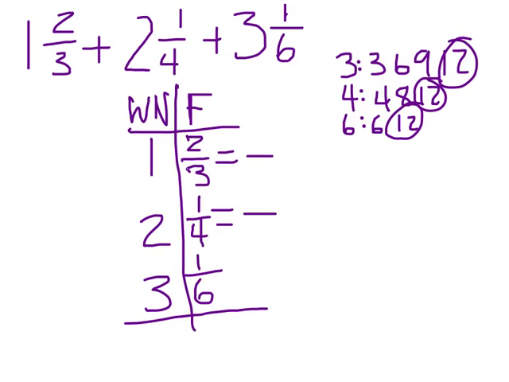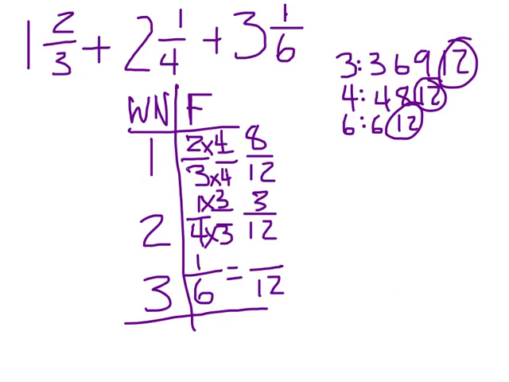Change each fraction so that its denominator is 12. What will 2/3 equal? Well, 3 times 4 is 12. 2 times 4 is 8. What will 1/4 equal? 4 times 3 is 12. 1 times 3 is 3. What will 1/6 equal? 6 times 2 is 12. 1 times 2 is 2. So I can add up these three fractions to find my new fraction. 8 plus 3 is 11, plus 2 is 13 over 12.